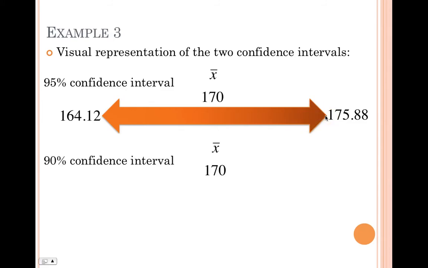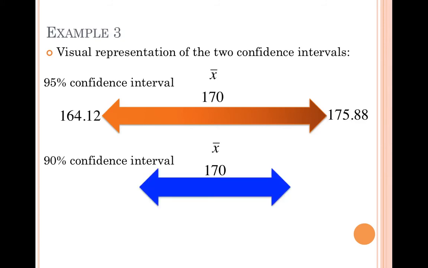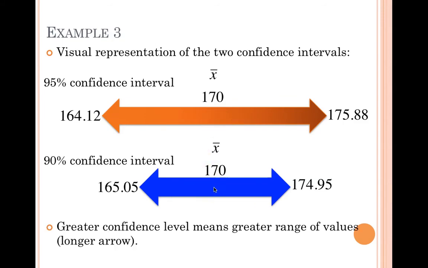And in a 90% confidence interval, we use the same sample mean, but this time our lower limit was 165.05 and the upper limit was 174.95. So with this blue arrow, we had 90% certainty that our population mean was within the range from 165.05 to 174.95. So the 95% confidence interval is the orange arrow and the 90% confidence interval is the blue arrow.